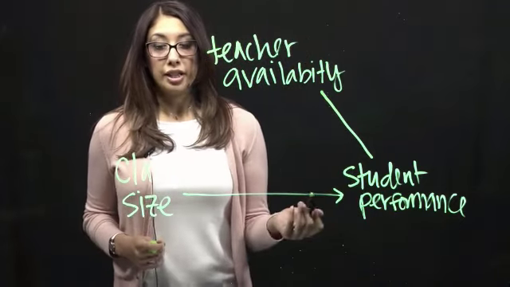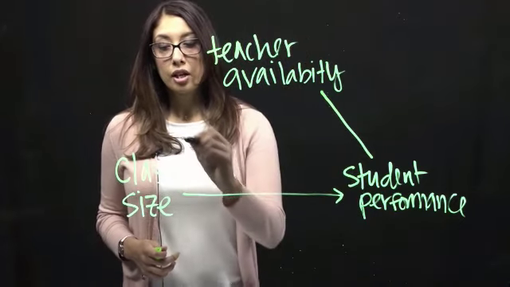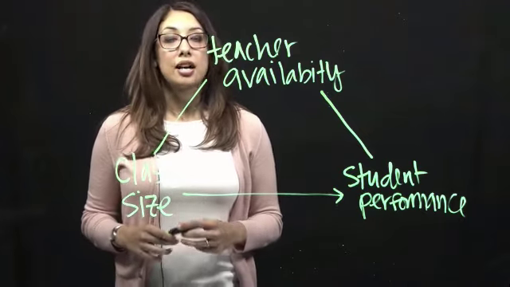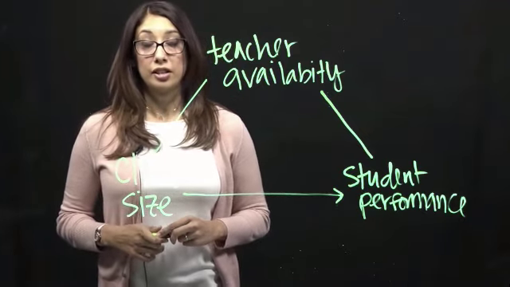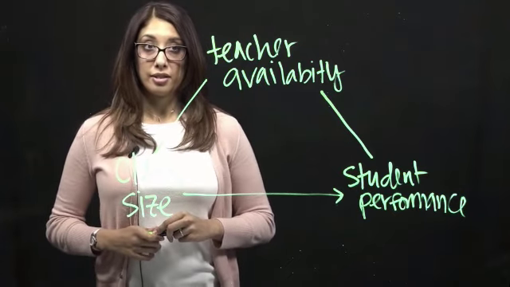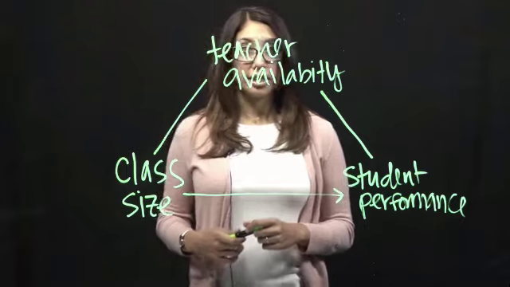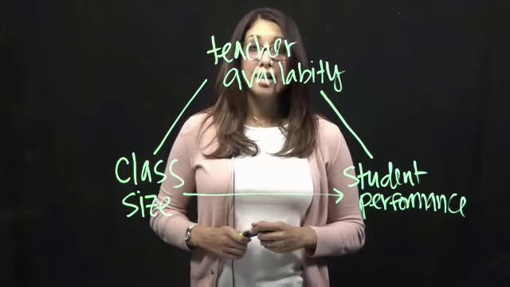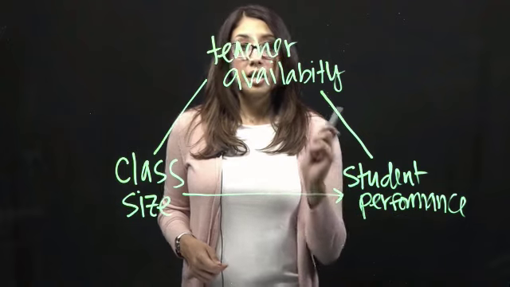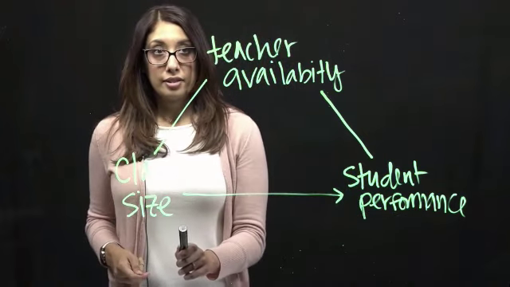But teacher availability also relates to class size. So if you have a very large class, it's likely that the teacher is not as available to all students compared to when you have a small class size. So in this case, we have a valid alternate explanation because teacher availability relates to student performance and it also relates to class size.